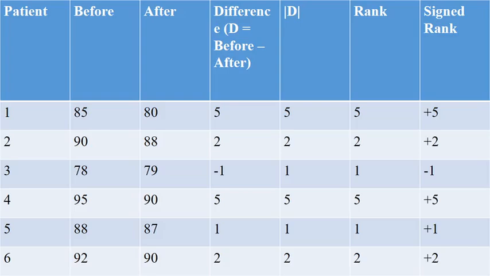We do the same for 90, the second person. 90 minus 88 gives us 2. Our absolute value of 2 is 2, our rank is 2, and we add the sign. Since it is positive, we have a positive sign. Then here, 78 minus 79 gives us negative 1. If we take the absolute value of negative 1, it gives us 1. If we rank this, it also gives us 1. Then we sign the rank. Here the rank is 1, and with the sign it gives us minus 1. We do the same for the others.